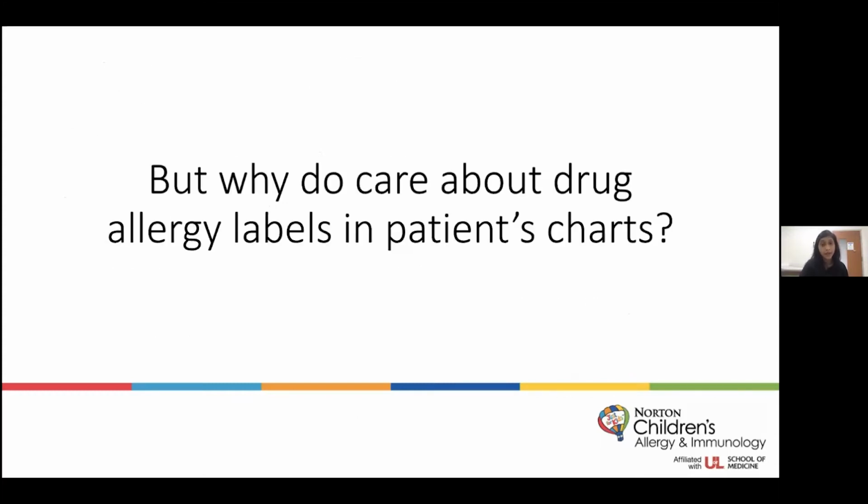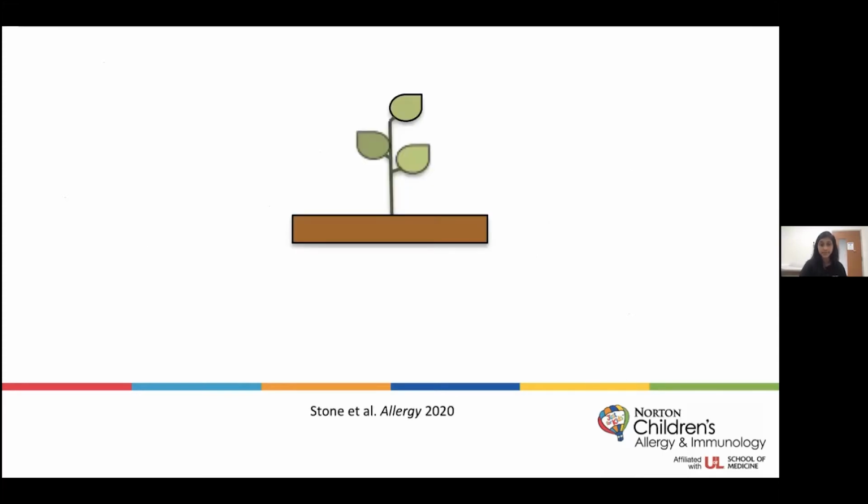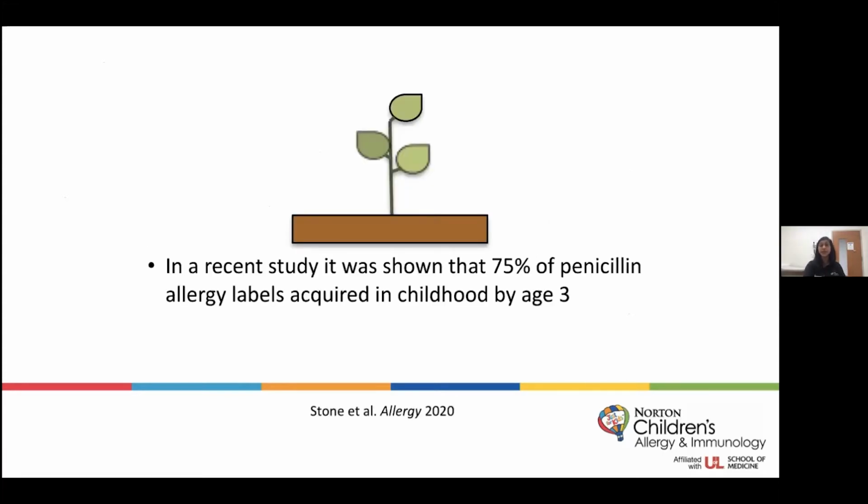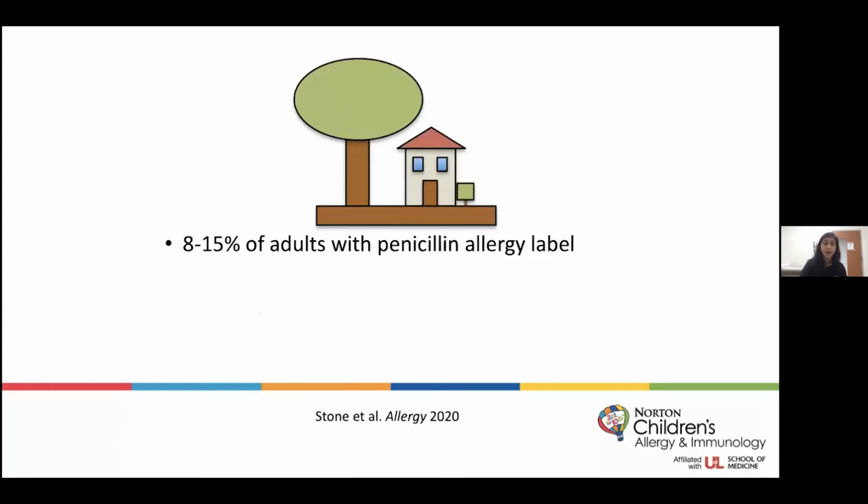But why do we care about drug allergy labels in patients' chart? In a recent study, it was shown that 75% of penicillin drug allergy labels were acquired in childhood by the age of 3. Most labels are inaccurate. When you see a drug allergy label in a patient's chart, it could be reflective of side effects, intolerances, family history, and a lot of the time they are not true drug hypersensitivities. It can be estimated that 15% of adults have penicillin allergy labels, and less than 5% are actually allergic.